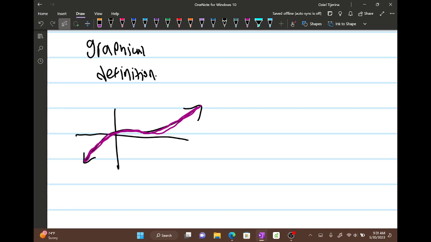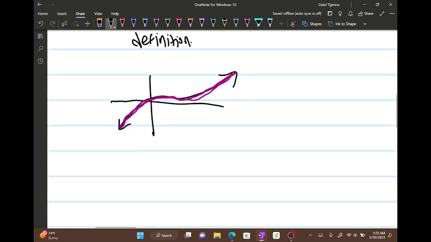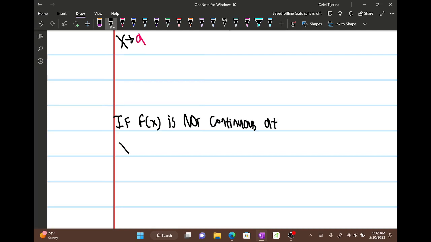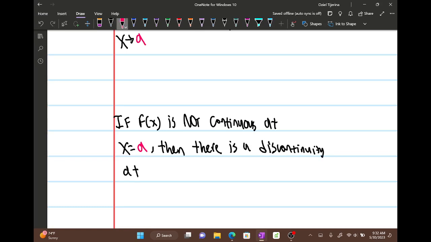So if it is not continuous, if f of x is not continuous at x equals some value a, then f of x is discontinuous, or basically, then there is a discontinuity at x equals a, right?